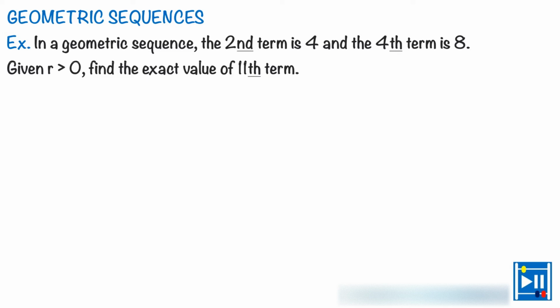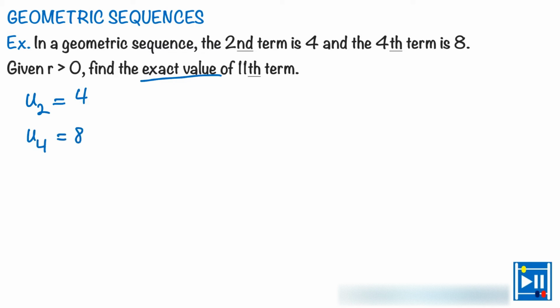It means that we are going to end up with a third, right? And we have to keep it that way. We are not going to round a decimal or anything, all right? So now u2, the second term, is 4 and u4 is 8.